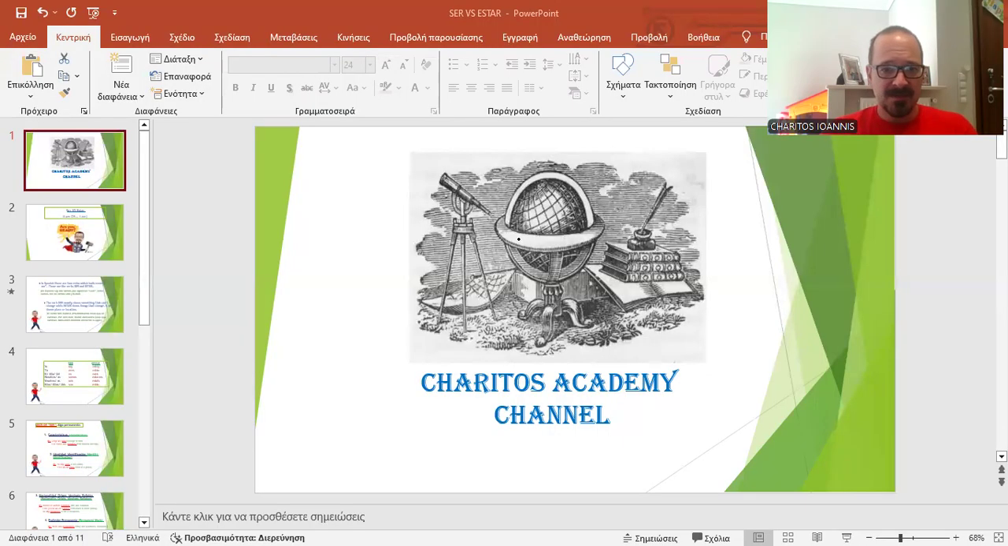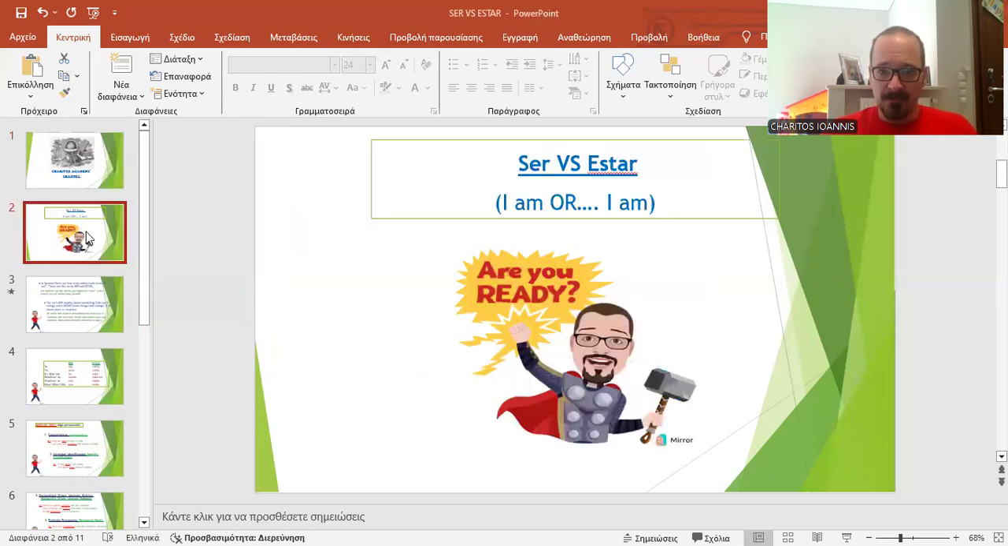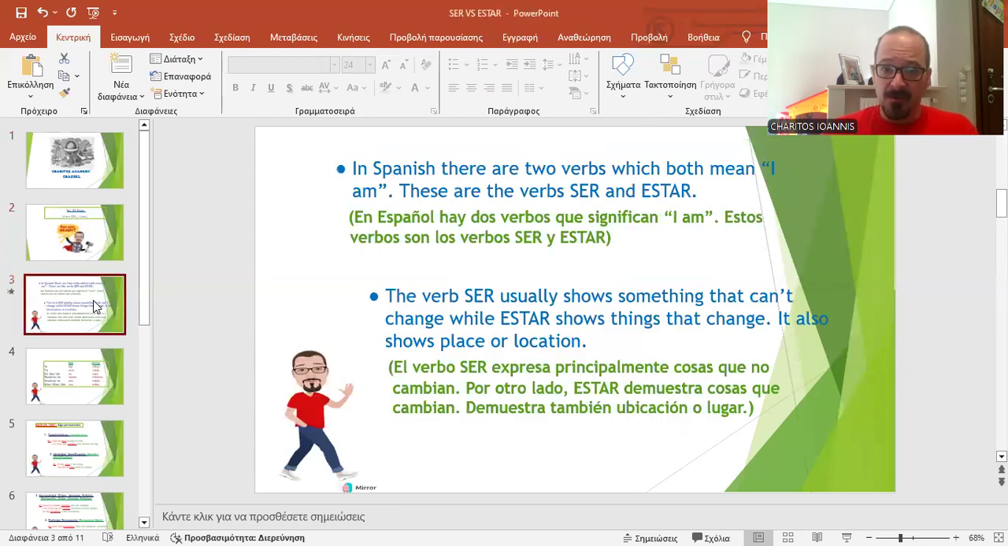Hello, everybody. This is a Spanish lesson. So we're going to describe two Spanish verbs, the verb ser and the verb estar. So it's I am or I am. What does that mean? It means that in Spanish, there are two verbs that mean I am, but there are clear differences between them. So let's check them out.